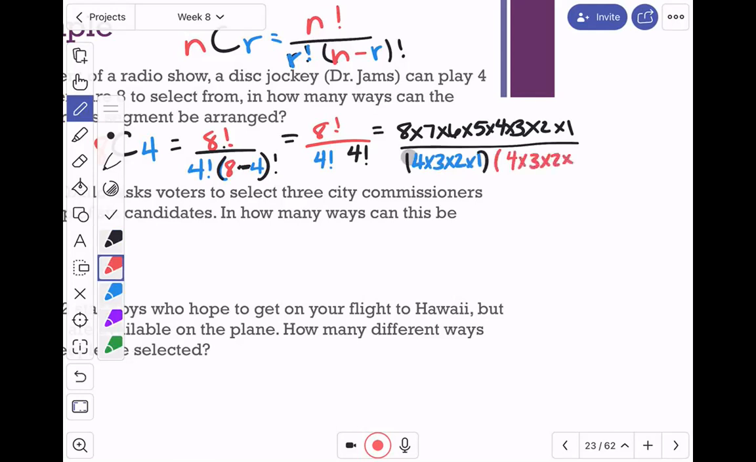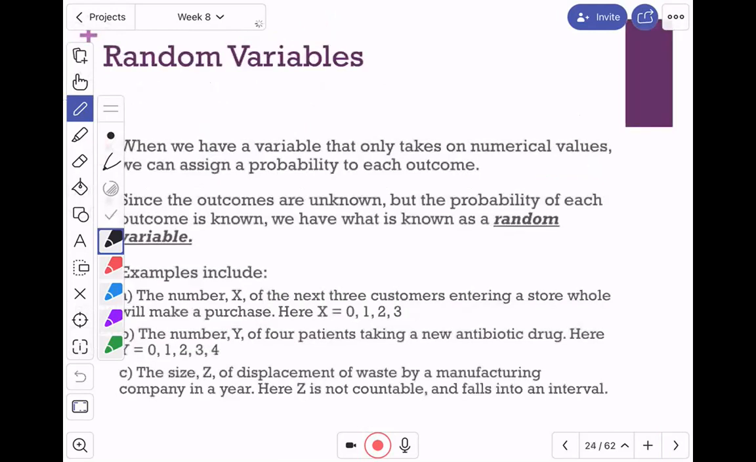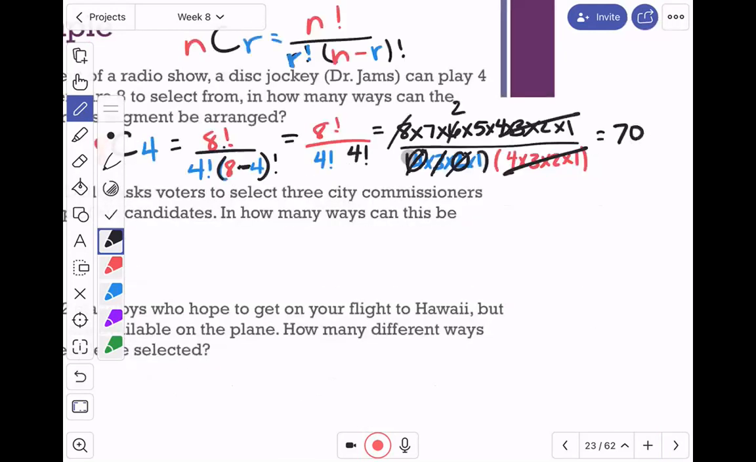4 times 3 times 2 times 1. There we go. So here's what's gonna happen. Look what cancels. This and that cancel, right? And this is why I like factorials. You can try to make other things cancel. For instance, I have a 4 and a 2 right here. 4 times 2 is 8, so this and this will cancel. 6 and 3 have a factor in common. They both have a 3, so 6 divided by 3 is 2, so I have a 2 up here. So it simplifies to 7 times 2 times 5, which is 70.